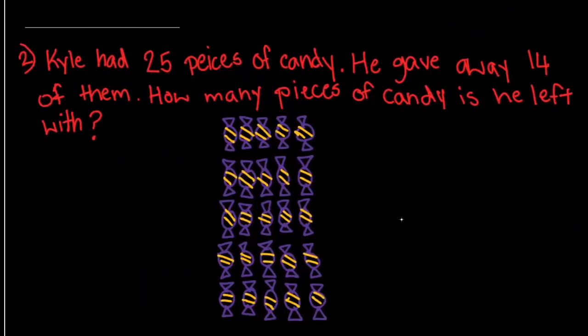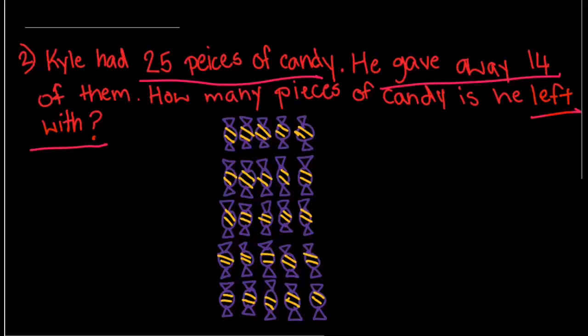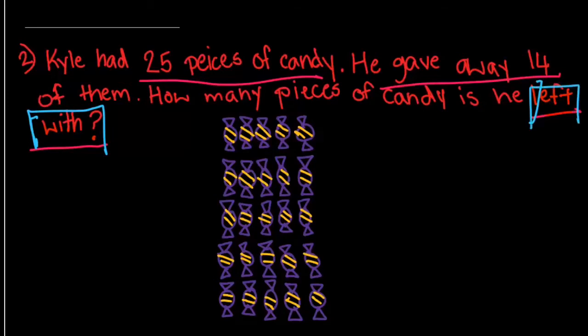Alright, so the second question is, Kyle had 25 pieces of candy. He gave away 14 of them. How many pieces of candy is he left with? The main important keywords are left with. Those are the important keywords because that means this is a subtraction problem. When it says left with, it means a subtraction problem.